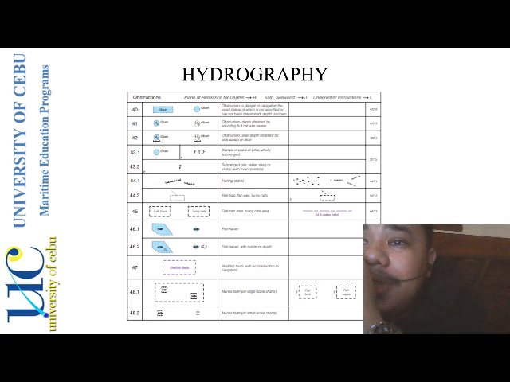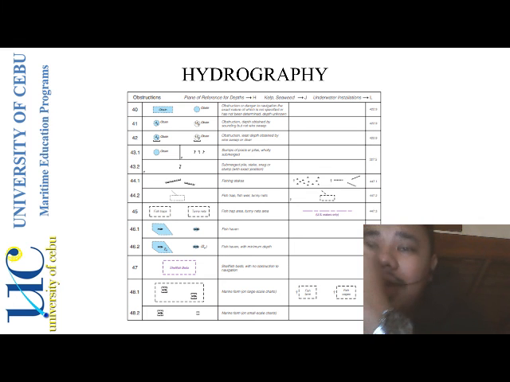46.1, this is a fish haven. 46.2, this is a fish haven with minimum depth. 47, this is a shellfish bed with no obstruction to navigation. 48.1, this is a marine farm. 48.2, this is a marine farm on a small scale chart.